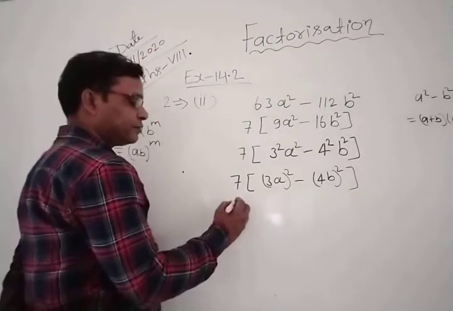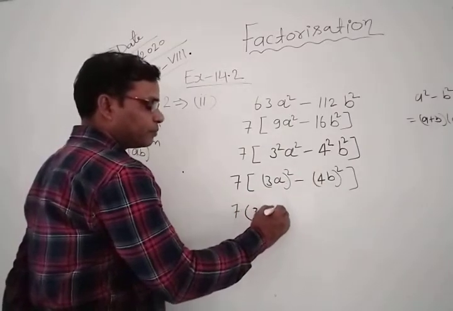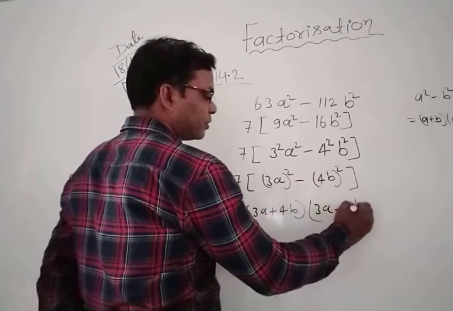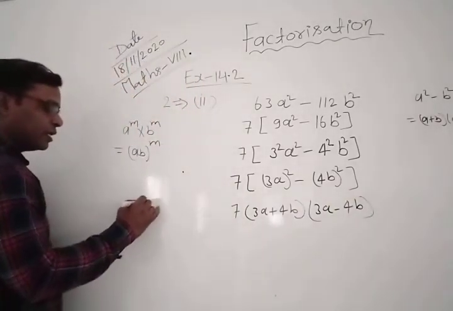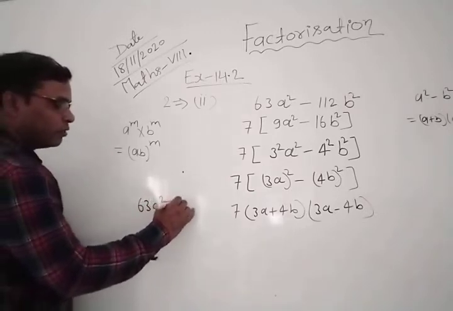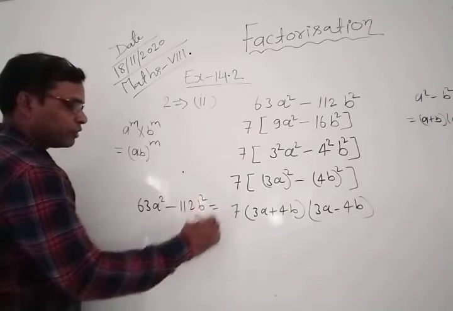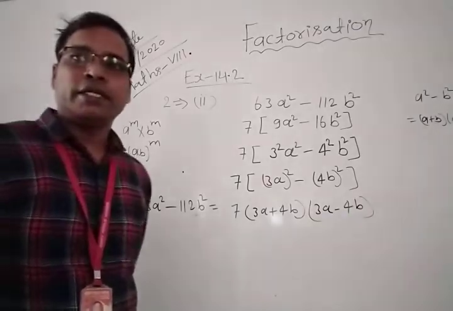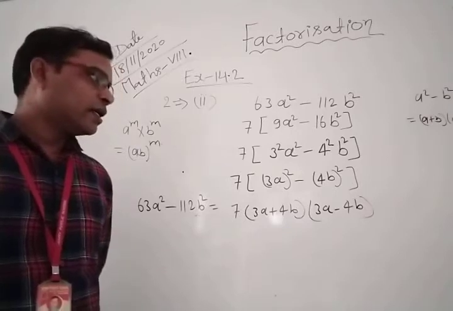So you can write here 7 into (3a plus 4b) into (3a minus 4b). Clear? So in this way you find the factors of 63a square minus 112b square, which is equal to 7 into (3a plus 4b) into (3a minus 4b). Students, I hope all of you understood these questions.